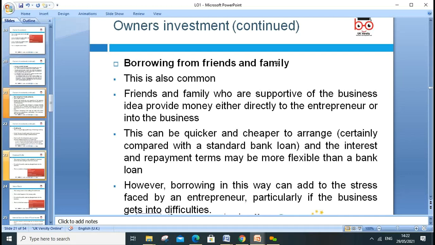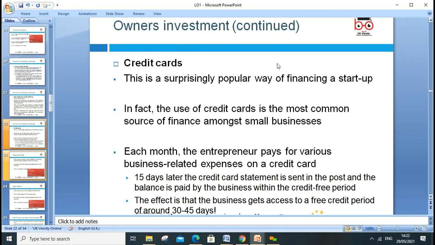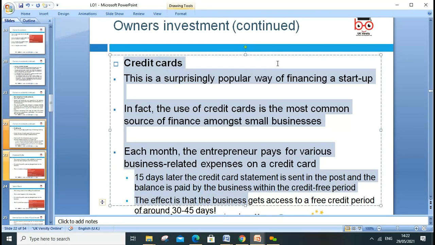Okay, borrowing from family and friends. It is also common for family and friends to support ideas and provide the money, either directly to the entrepreneur or into the business. This can be quicker and cheaper to arrange, certainly compared with a standard bank loan, and the interest and repayment terms may be more flexible than the bank. However, borrowing this way can add to the stress faced by the entrepreneur. So that's something we need to think about.